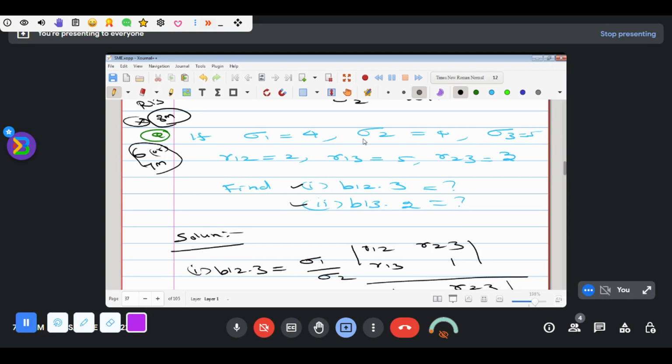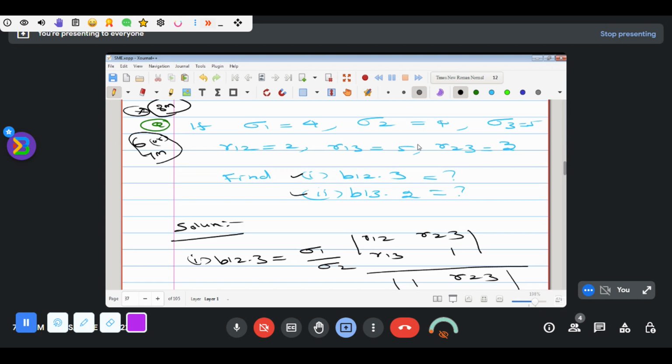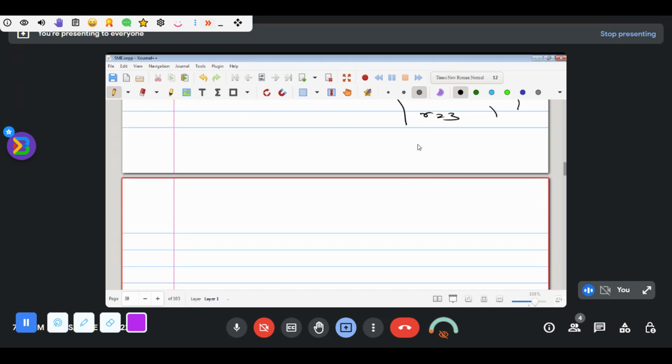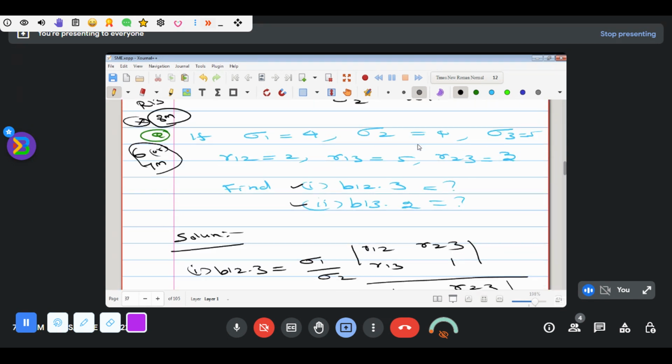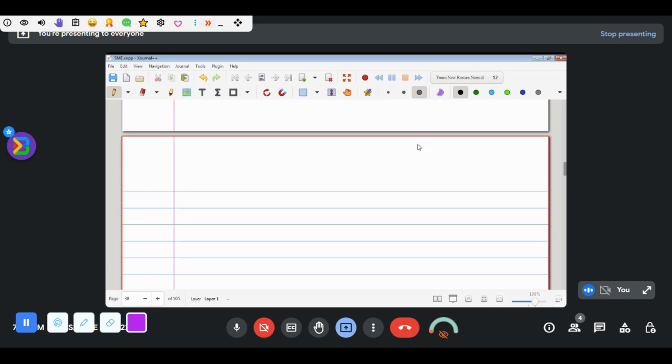Also sigma 1 divided by sigma 2 is 4 by 4. So all the given values apply here and we simplify. Then what is the result here? P12.3 equals 4 by 4.